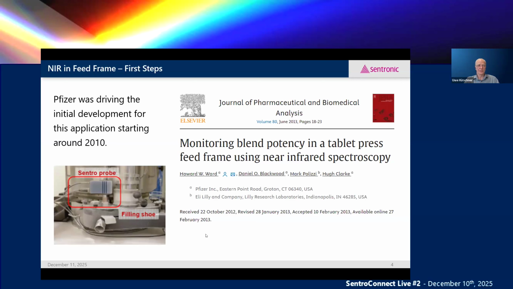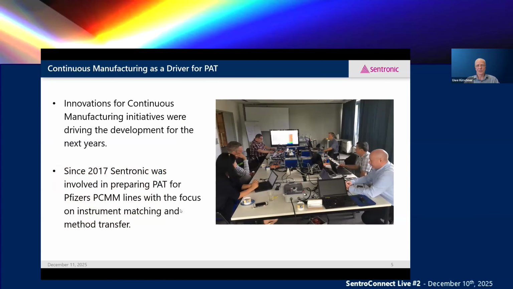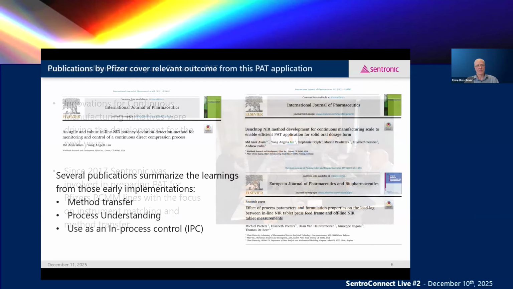And then slowly this developed, and in about 2017, the Pfizer PCMM lines were in preparation, and we had been asked to improve our systems and calibration and instrument matching capabilities. And so we did a workshop and measurements together with the team of the Pfizer colleagues about 8 years ago. And as a result of that, first implementations were made.